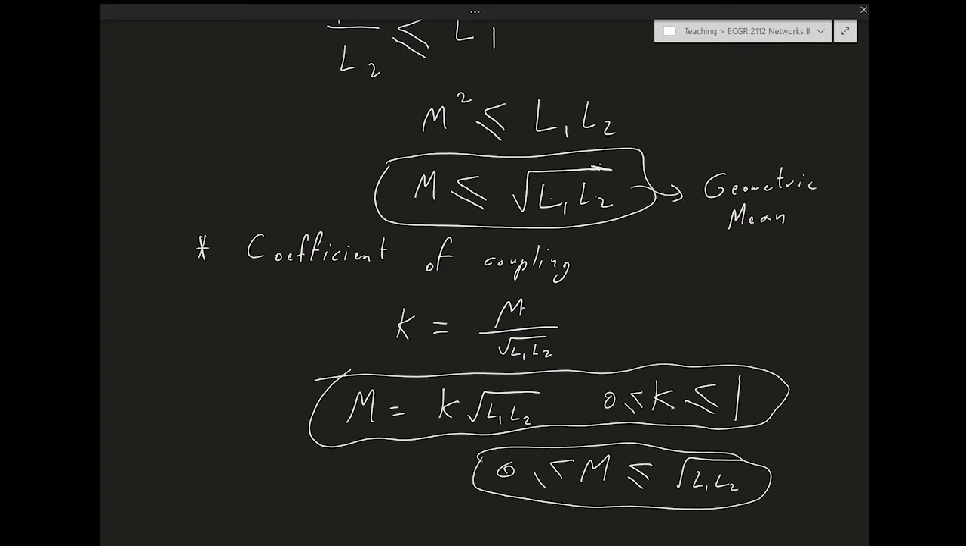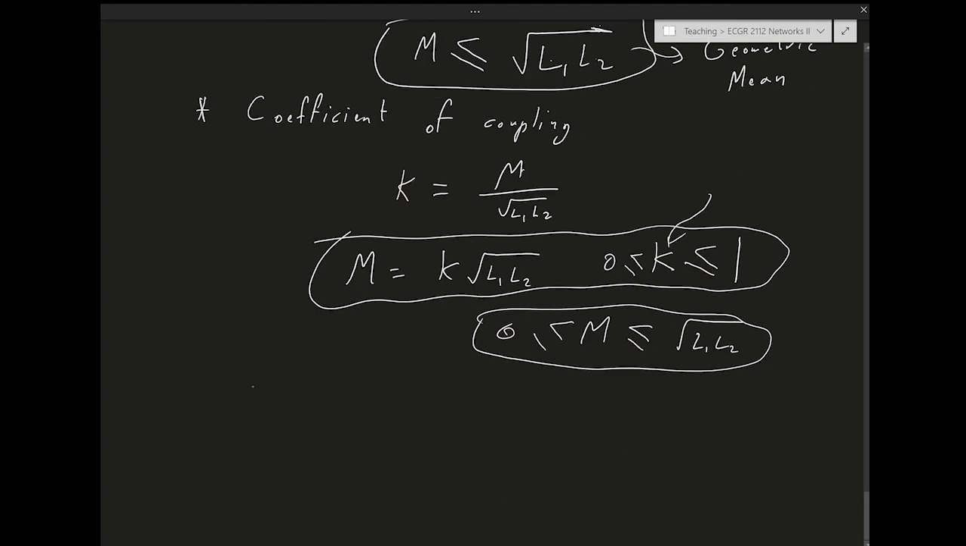So k is a factor from 0 to 1 that is a measure of how tightly the coils are coupled with each other. Maximum coupling, meaning the flux in coil 1 appears fully in coil 2, or the flux in coil 2 appears fully in coil 1, means a coefficient of 1. If the coupling is weak, the coefficient will be closer to 0.